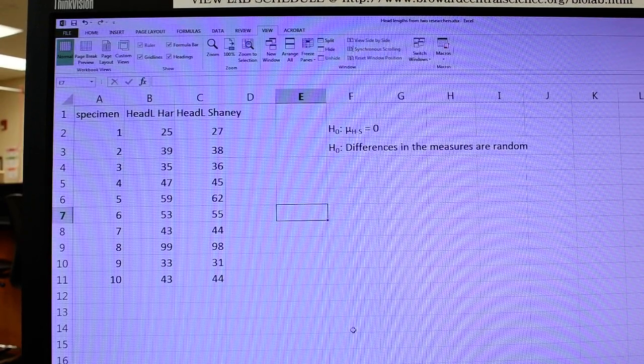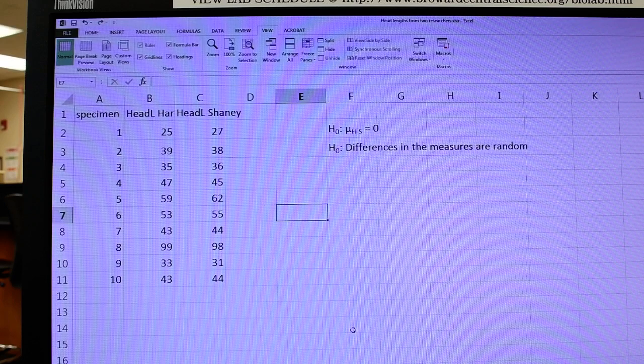Okay, so in this PowerPoint, this video, we're going to talk about what to do when we have correlated data. So I have added this file to D2L. The name of it is Head Links from Two Researchers, and it is an Excel file.